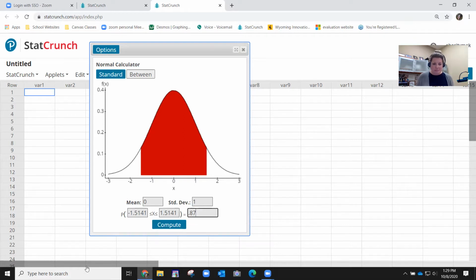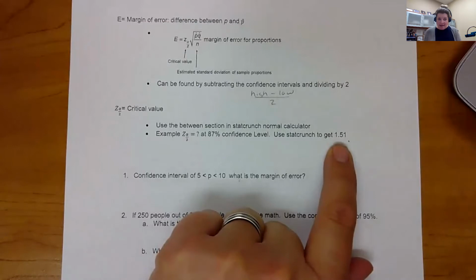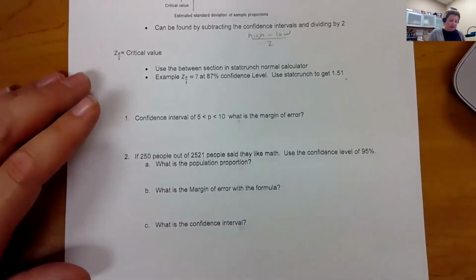Okay, so then let's bounce back over. And you can see my answer of 0.51. So I got my critical value with the normal calculator, which we did in our last sections. It was on our last exam. All right, so let's do some examples to try to hopefully make this a little bit clearer.